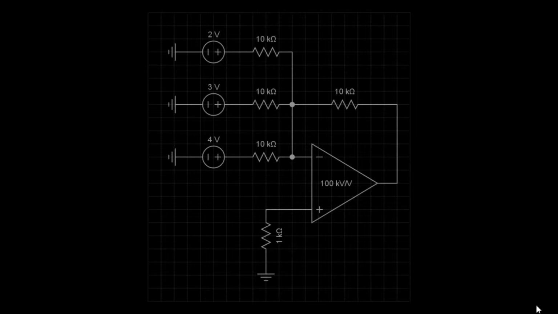With this circuit, we can use the op-amp to create an inverting summing amplifier. This circuit has three input voltages, and the output will produce an inverted sum of these inputs. Let's firstly examine the components and configuration.